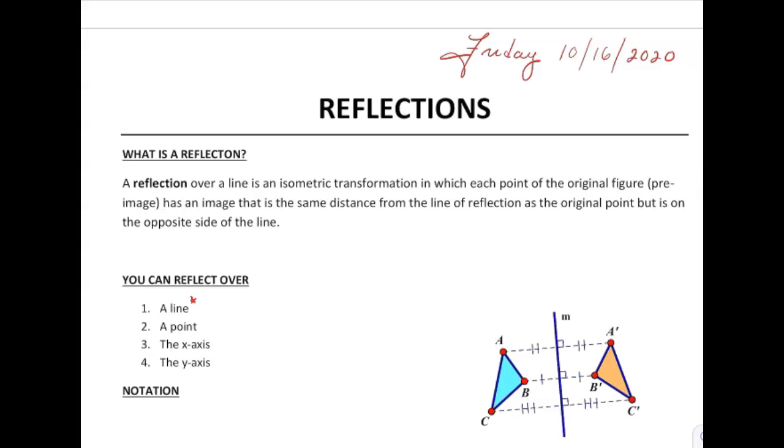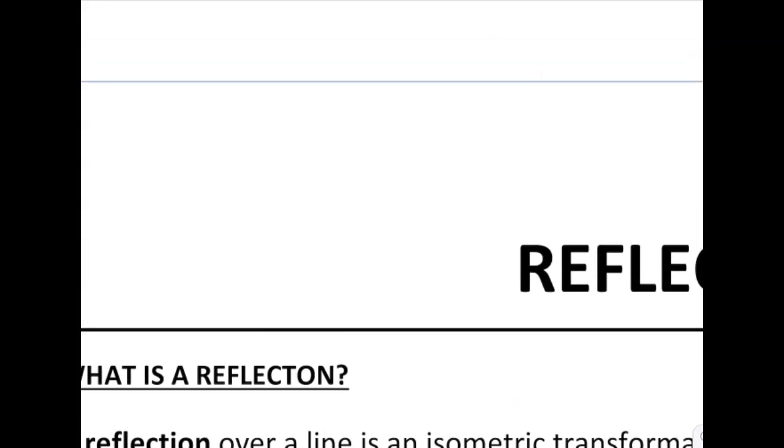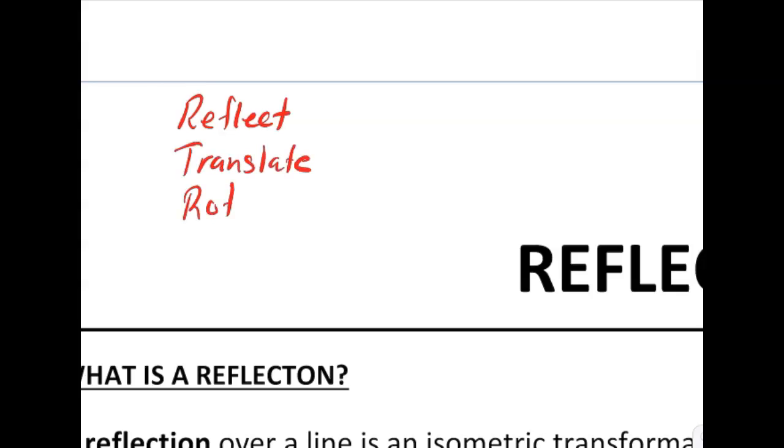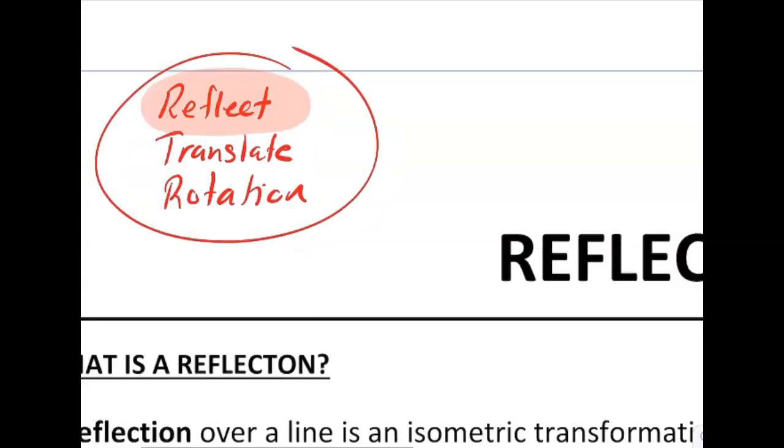Okay, so today we're going to start our first rigid motion on its own. That's going to be reflections. So remember, our rigid motions are reflections, translations, and rotations. Those are the only three that preserve angle and distance, or preserve size and shape. Those are your rigid motions, and today we're going to talk about that.